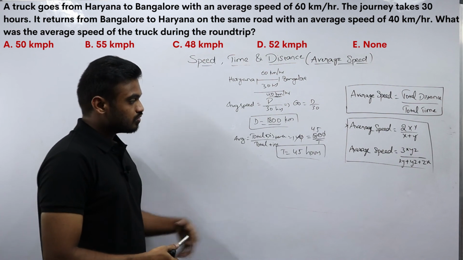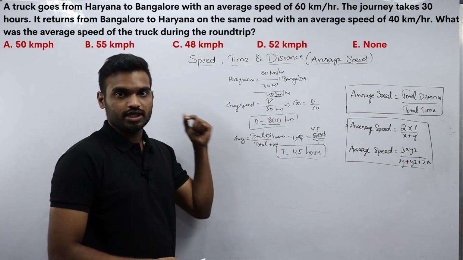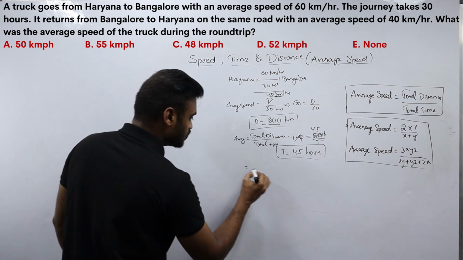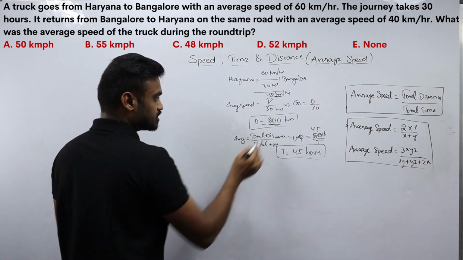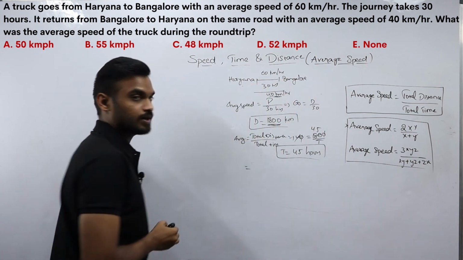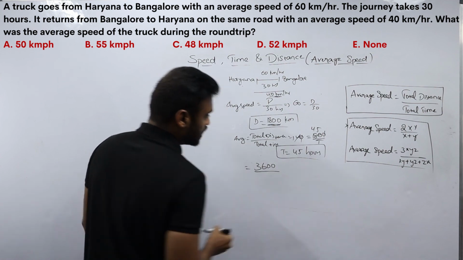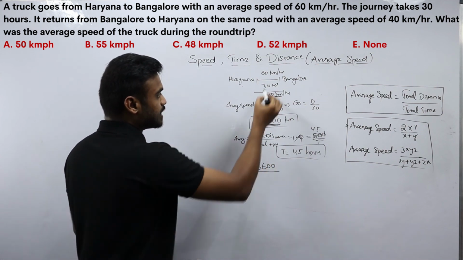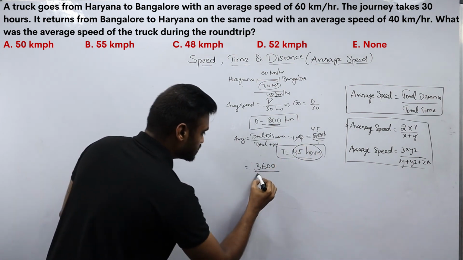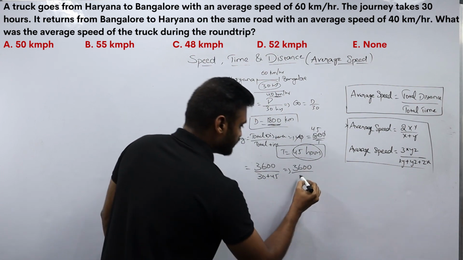Now we know the time taken in both cases, and also the average speed and distance in both cases. So we can simply find the average speed for the total journey. Average speed equal to total distance, that is 1800 kilometers while traveling from Haryana to Bangalore and also the same 1800 kilometers while traveling from Bangalore to Haryana. So we will get 1800 plus 1800, that is 3600, by total time taken. In the first case the time taken is 30 hours and in the second case it is 45 hours. So the total time taken is 30 plus 45, and we will get 3600 by 75.